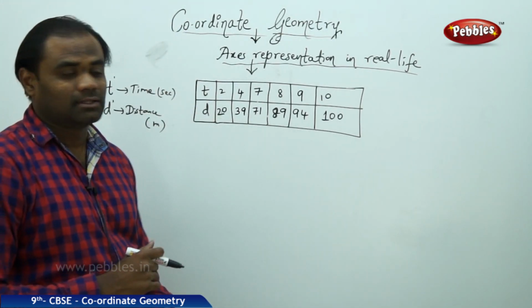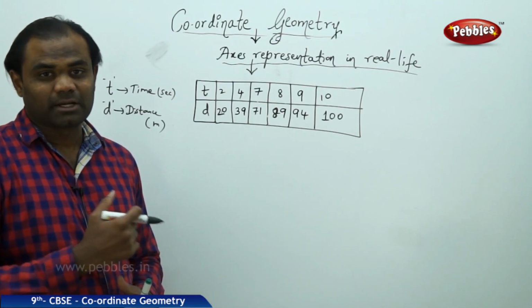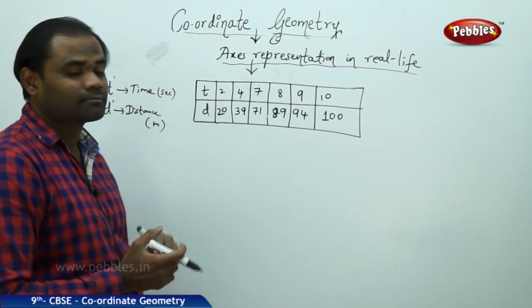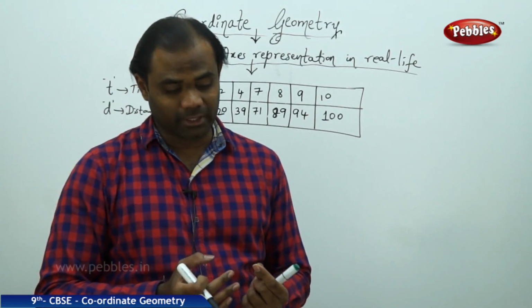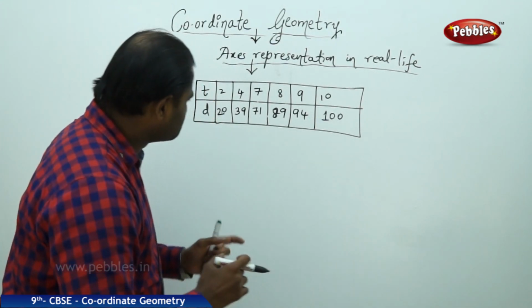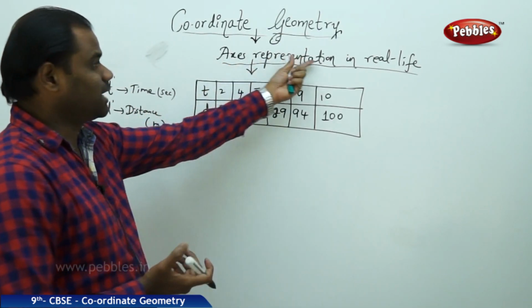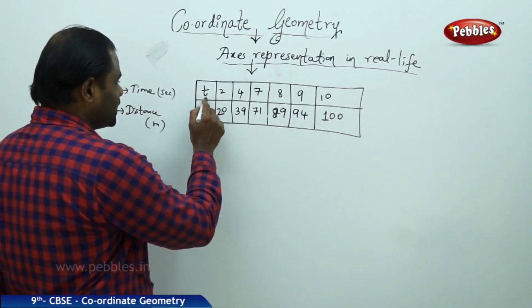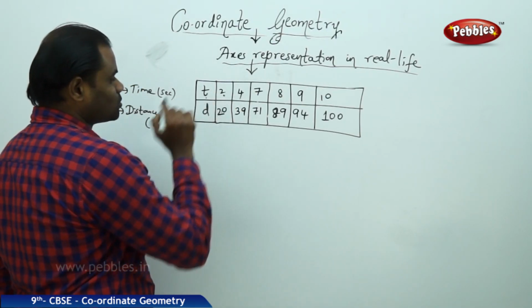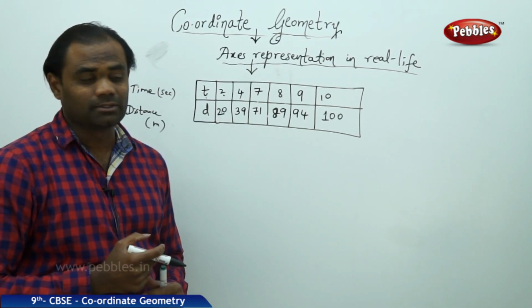The first row refers to the time taken by the sprint participant in each of the seconds, and the second row represents his running distance of 100-meter race. So this gives me a picture of a real life problem, which I'm going to convert into axis representation. Quite interesting. So here the time refers to the first 2 seconds. The distance covered by the sprinter is 20 meters.